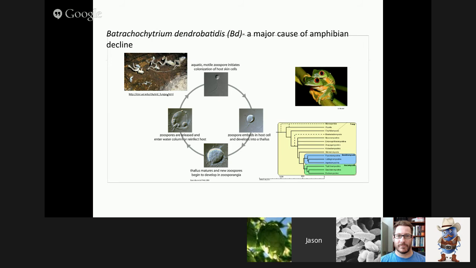It's a zoosporic fungus. It's a chytrid. So it has this life cycle where it grows as a zoospore. That zoospore finds a place to land, it encysts and develops into what's called a zoosporangium, and then within that zoosporangium the cells divide mitotically to produce new zoospores. And so this is the major reason why we're seeing amphibian decline. It's a huge problem in the Sierras here out west, but also all over the world we're seeing amphibian decline. BD is causing a major problem.